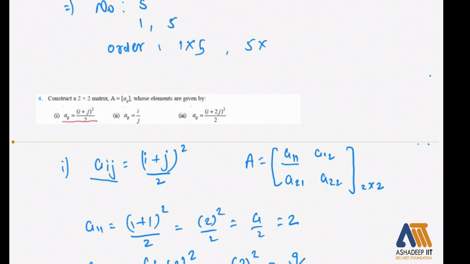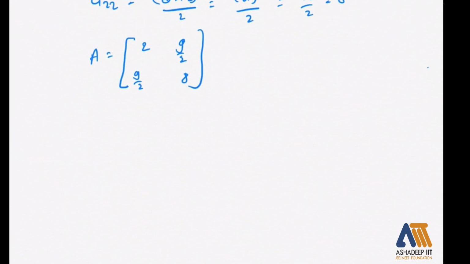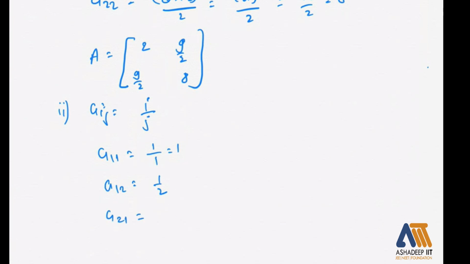Second, Aij is equal to i upon j. A11 is equal to 1 upon 1 is equal to 1. A12 is equal to 1 upon 2. A21 is equal to 2 upon 1 is equal to 2, and A22 is nothing but 2 by 2 is equal to 1. So now in this case the matrix is 1, 1 by 2, 2 and 1.